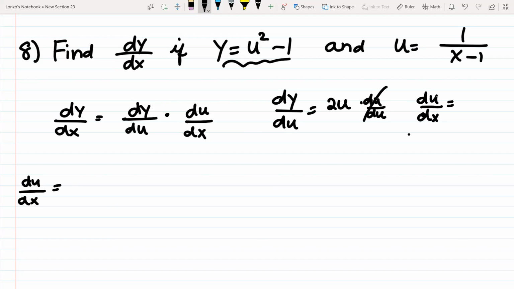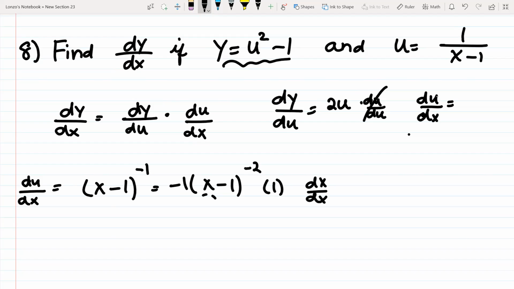What I would do is use power rule, because 1 over x minus 1 is the same thing as x minus 1 raised to the -1, right? So if you take the derivative of this using power rule, it would be -1 times x minus 1 to the -2, right? Power rule, times the derivative of the inside, which is 1. And because we are taking the derivative in respect to x, it is going to be dx over dx. So the dx over dx cancels. So when you simplify this, this is going to be -1 over x minus 1 squared.